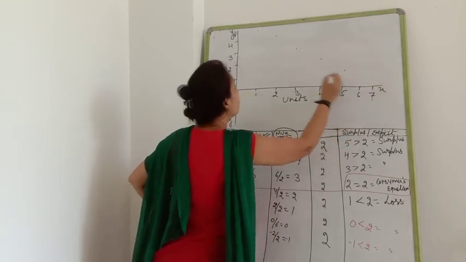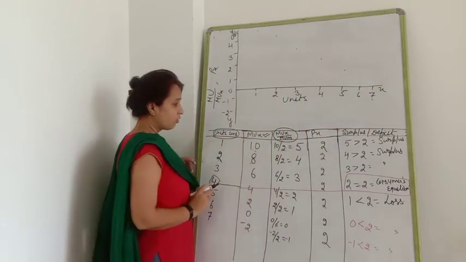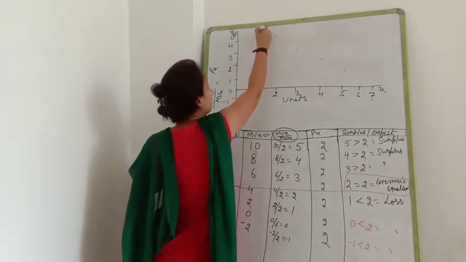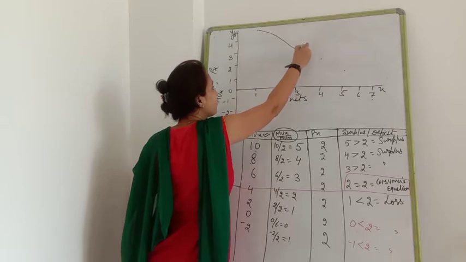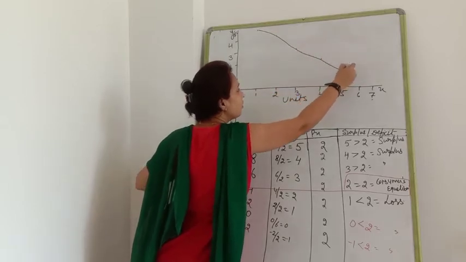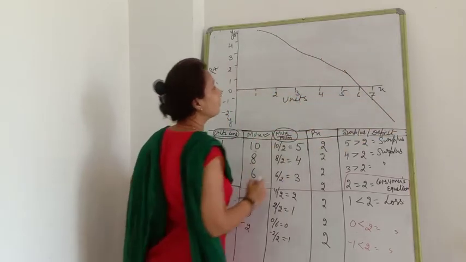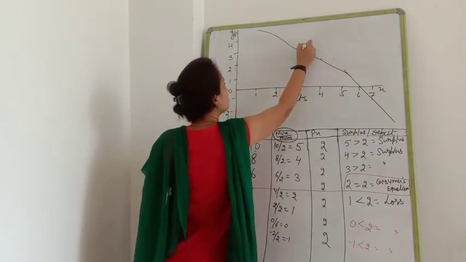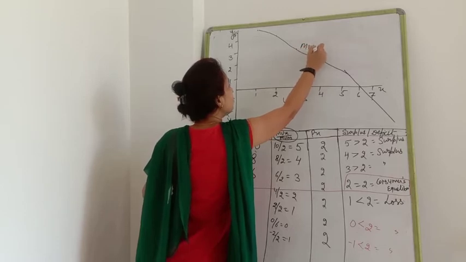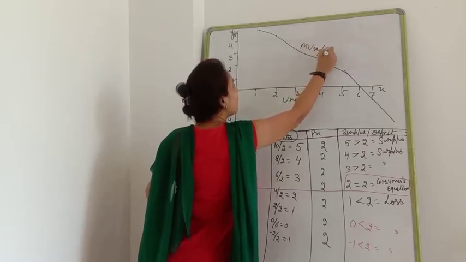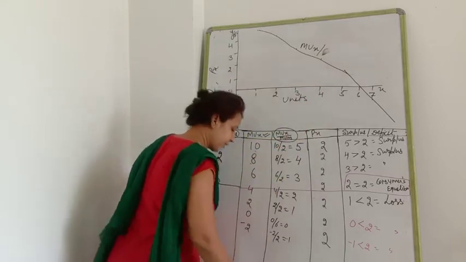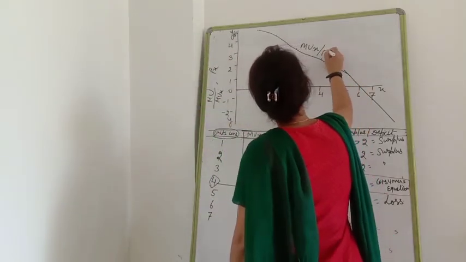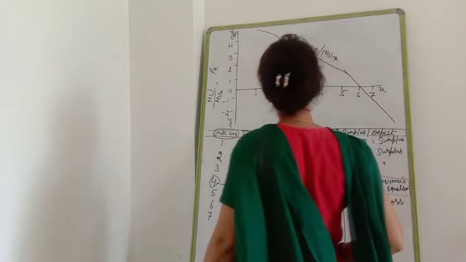Clear? Now draw this line, the line of unit consumed and MUX divided by MUM. You can see you are going to find a straight line. If you want, then you can draw with your ruler also. This line is known as MUX divided by MUM. Clear?